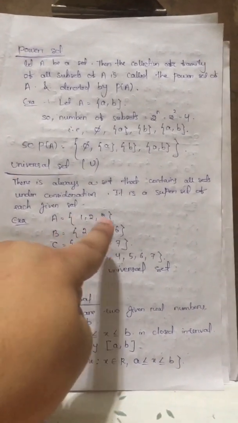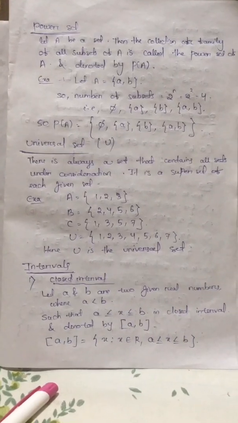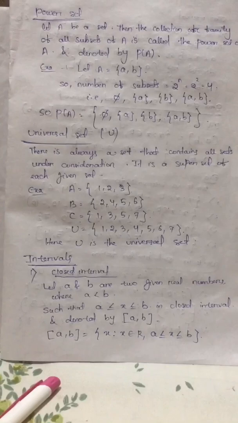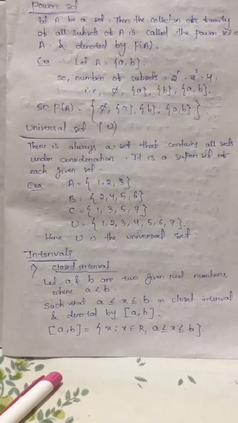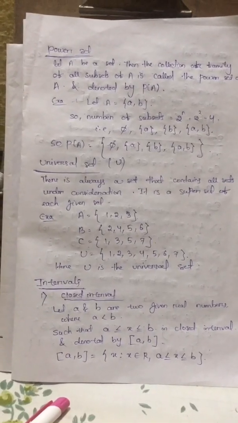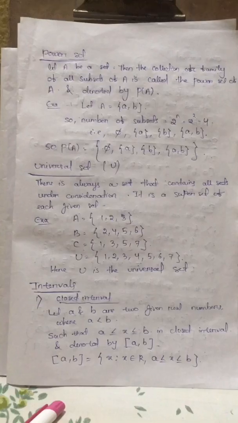Suppose I have written A = {1, 2, 3}, B = {2, 4, 5, 6}, and C = {1, 3, 5, 7}. If we see, I have written the universal set U = {1, 2, 3, 4, 5, 6, 7}. It means it contains the set A, it contains the set B, and it also contains the set C. That's why it is known as the universal set. So these are all the types of sets that I have told you.